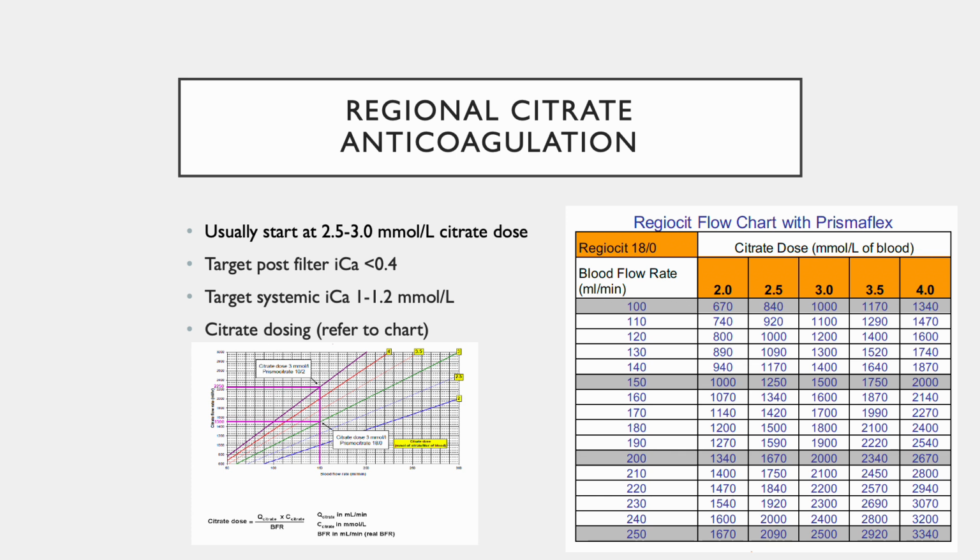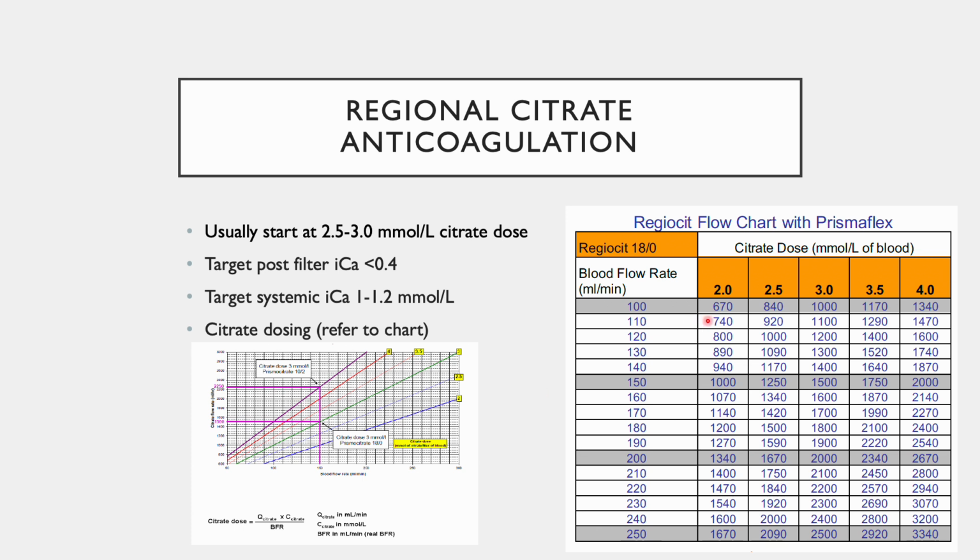So these are some important numbers to bear in mind. Firstly, we talk about citrate dose. An important concept to highlight is that citrate dose is affected by both the blood flow rate as well as the citrate flow rate that is being delivered, with these two being coupled, as we can see on the table on the right hand side here.